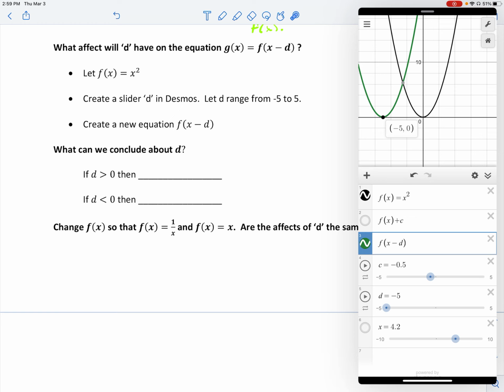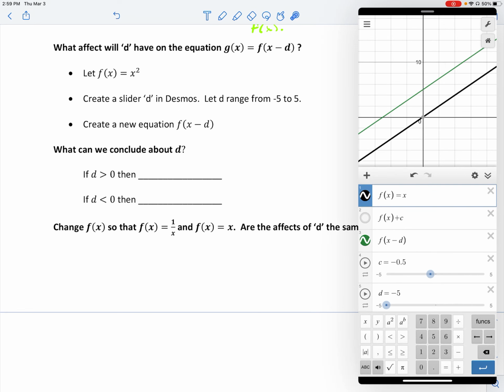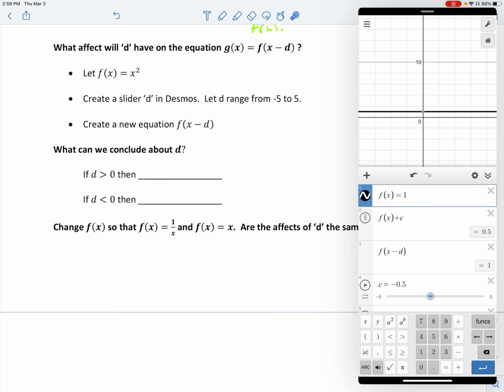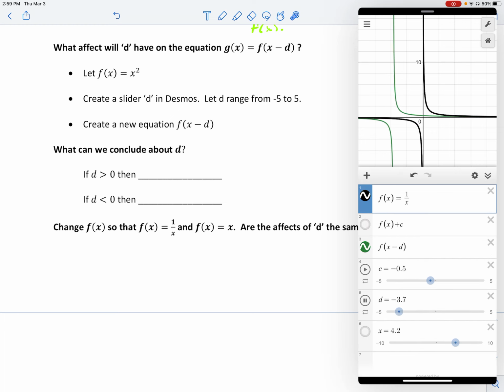All right, let's check and see if this happens for other functions as well. Let's change the base to 1 over x. We haven't really done that one in a while. 1 over x, I'll go ahead and hit play. And you can see that function has those 2 branches, and it's exactly just sliding left and right. Notice the shape doesn't change, just its position does. And you can see when d is negative, it goes to the left. When d is positive, it goes to the right. So it has the same effects.